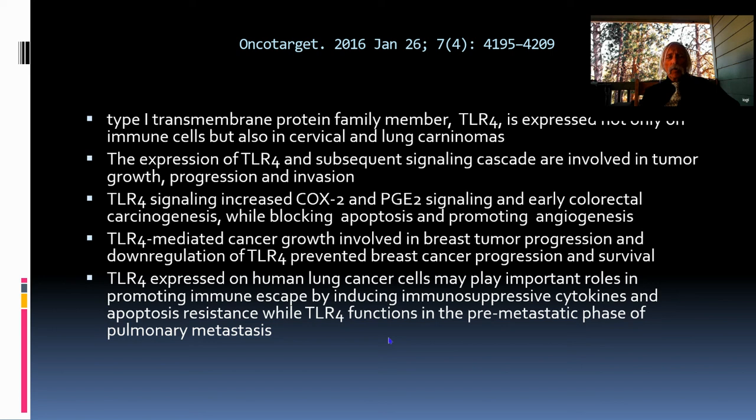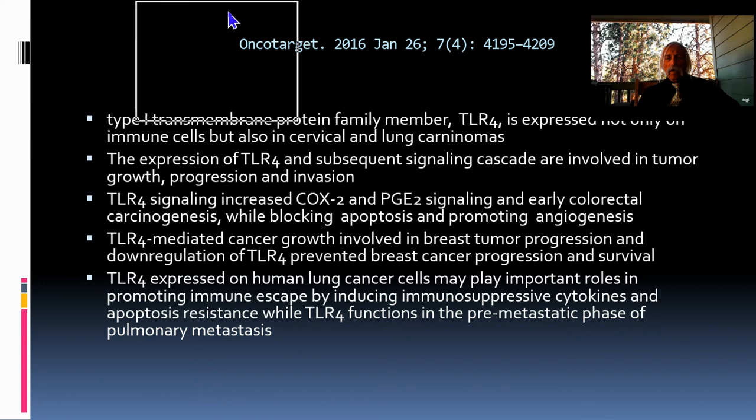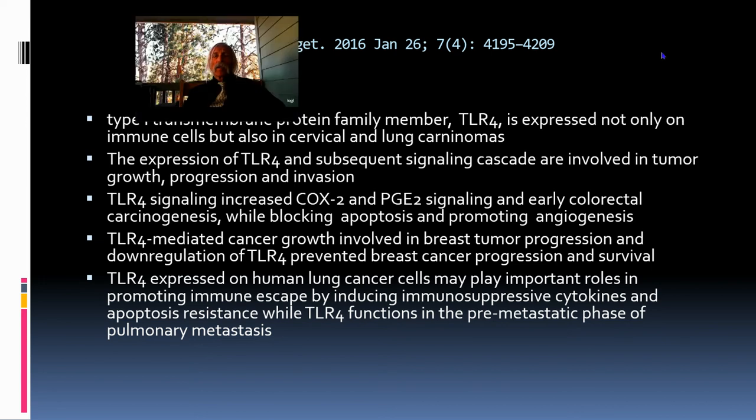There's a type 1 transmembrane protein family member. So that means this family is large, or it has multiple components. And it's called the toll-like receptor 4. It's expressed, let me move this mug here, not only on immune cells, but also cervical and lung carcinomas. And also, I can tell you, on many other healthy cells. But when TLR4 is expressed in cervical or lung carcinomas, that's not where they're supposed to be expressed.